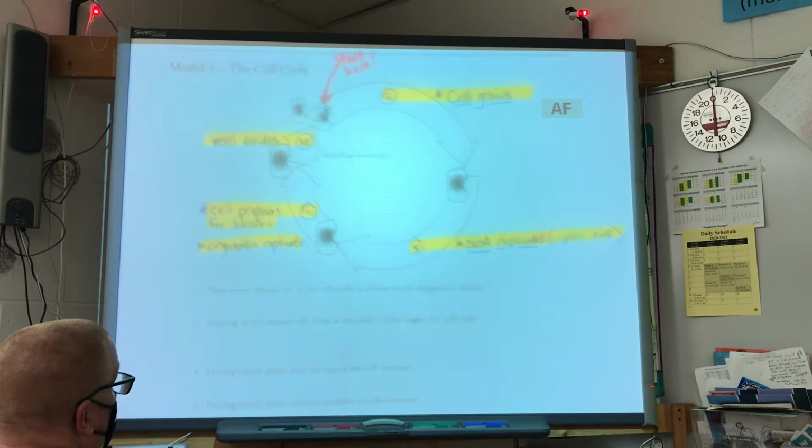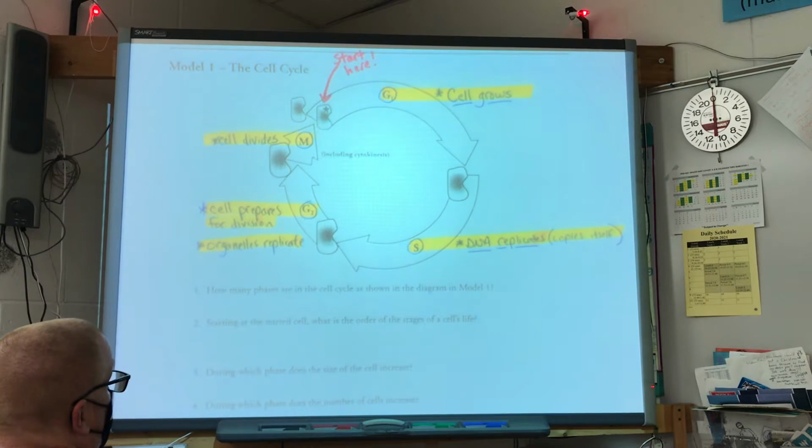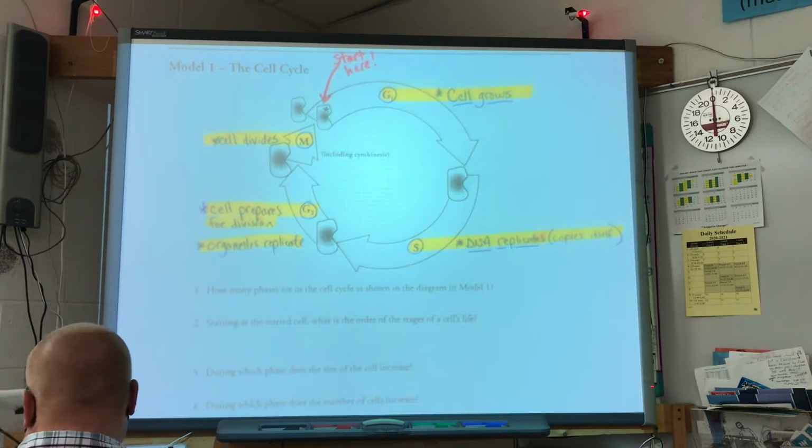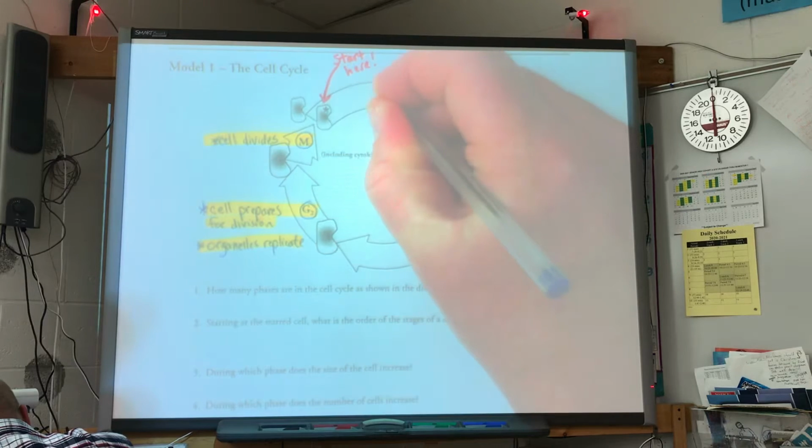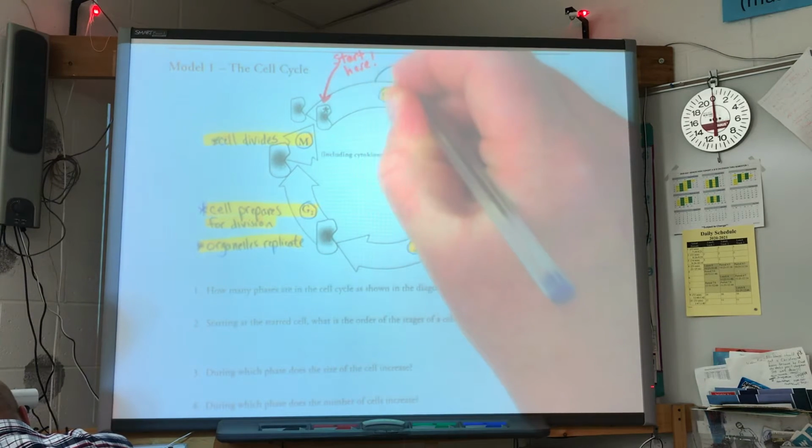Where would we put G0? Where will we put G0? G0 is something we ask you to label a little bit later, but it will go off of G1. And we can put it in right now, that's fine. So G0 is a resting phase. I don't remember what question they talk about it in, but they do ask you to put in G0.